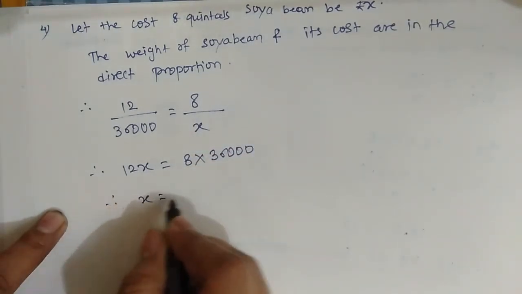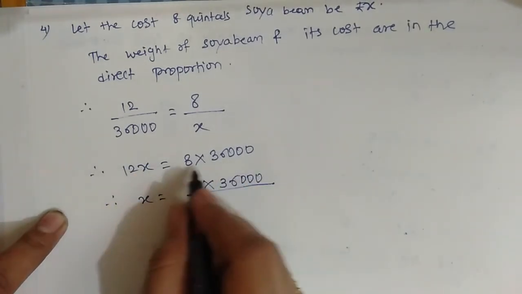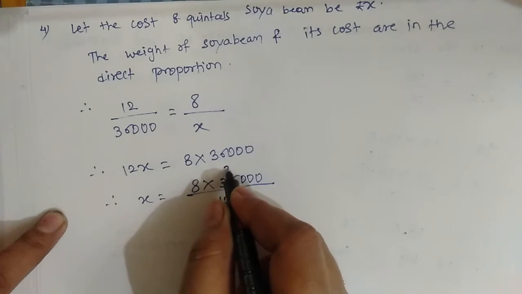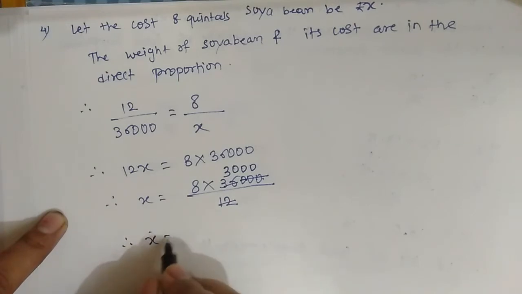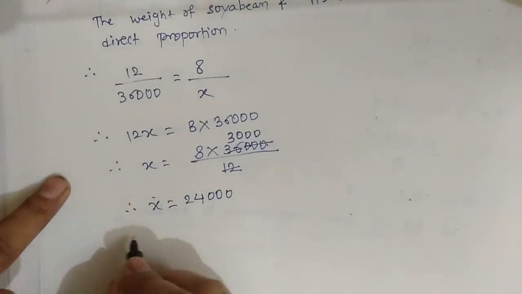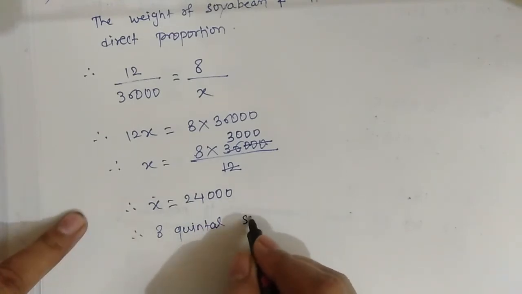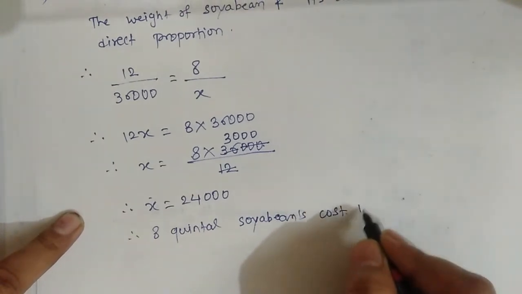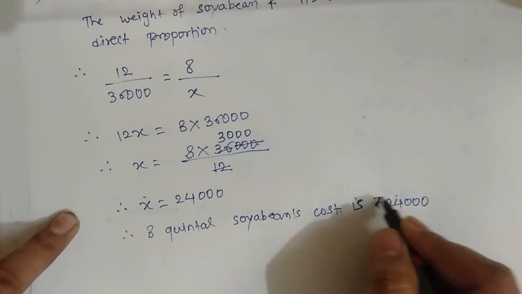So therefore x is equal to 8 multiplied by 36,000 as it is, upon this 12 goes to right side, it becomes divide. So 12 threes are 36 and 3 zeros as it is. So therefore x is equal to 8 threes are 24,000. Therefore 8 quintal soybeans cost is 24,000 rupees.